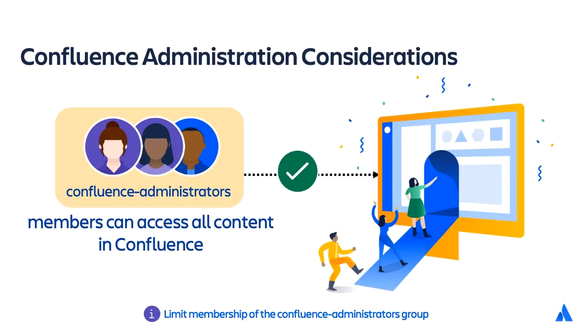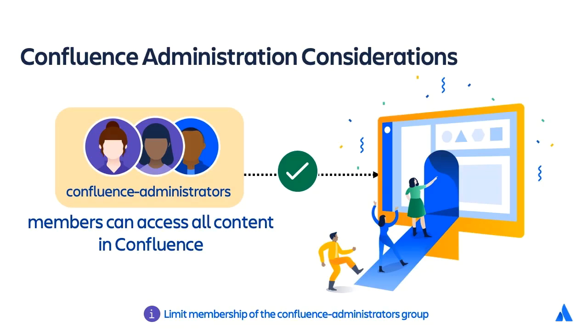Let's consider the implications of the Confluence administration permissions. We have seen that members of the super users group, Confluence administrators, are able to access all content throughout Confluence regardless of space permissions or restrictions added to pages. This means that if your Confluence instance contains sensitive information, members of the Confluence administrators group will be able to access that content. So, what you should do in this case is limit the number of people who have membership in this group.